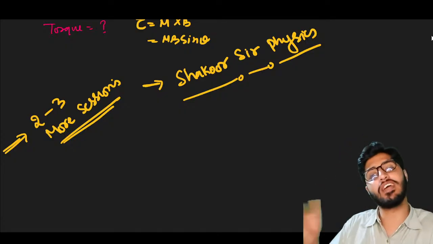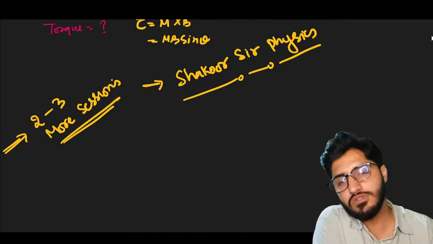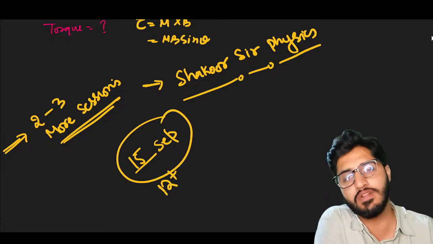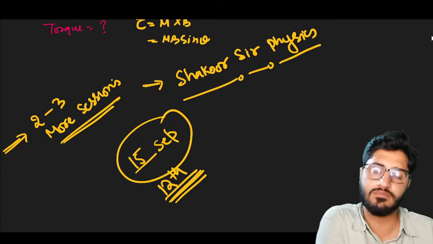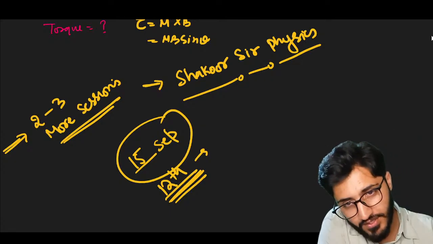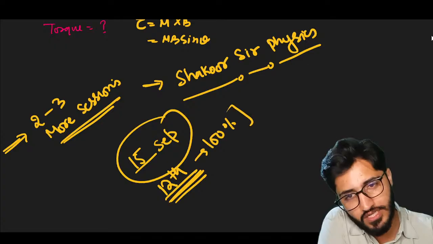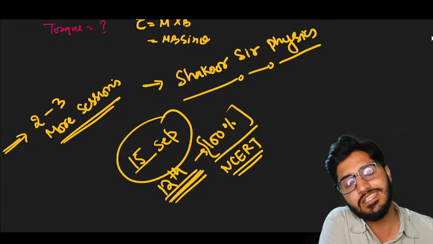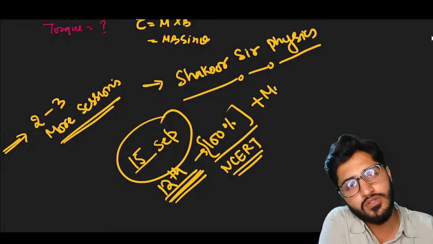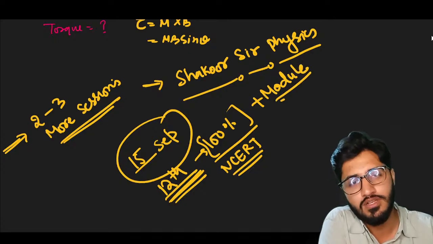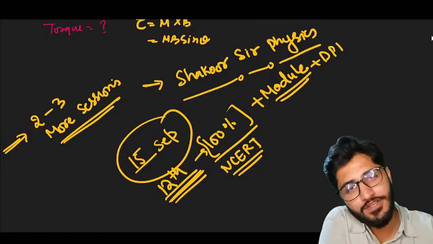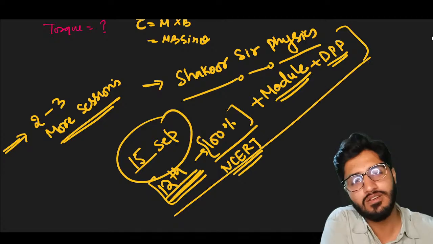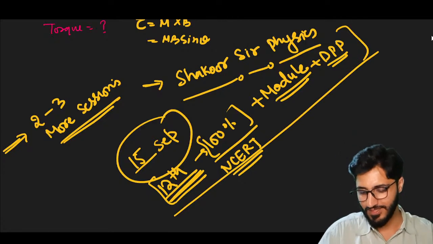Because the whole syllabus will end before September. It is August, so my deadline is 15th September. Before 15th September, I will complete your whole 12th. And 100%, you can cross check this whole syllabus from your NCERT. Just open your NCERT, just see my content. Then from any institute, open your module. Open your DPP from any institute. Just cross check my content.